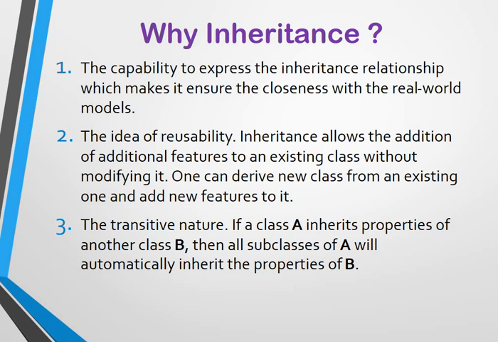So if a class A inherits properties of another class, say B, then all the subclasses of A will automatically inherit the properties of B. This property is called the transitive nature of inheritance. This carries a benefit with it.